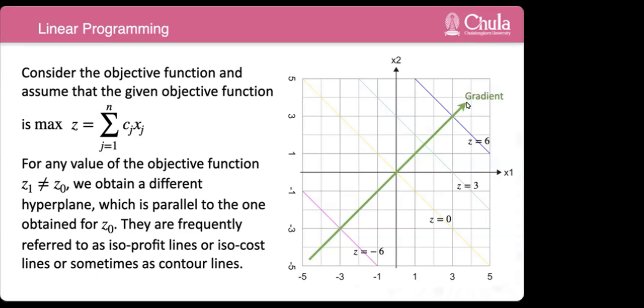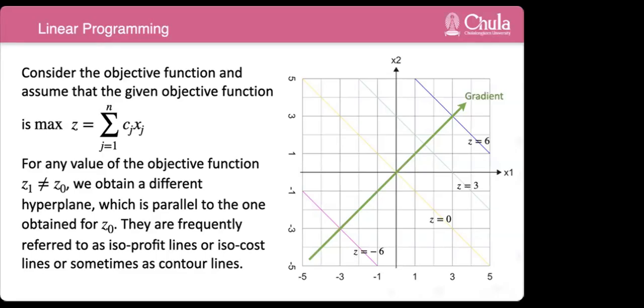And we can draw this vector, the bright green arrow here, showing the gradient of the objective function. If we go this way, you see that the objective function changes. And this gradient is perpendicular, orthonormal, to the hyperplane.